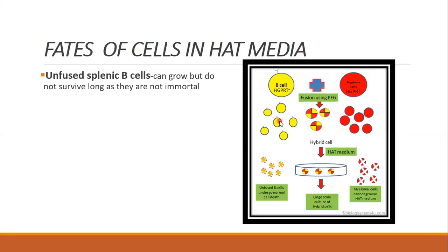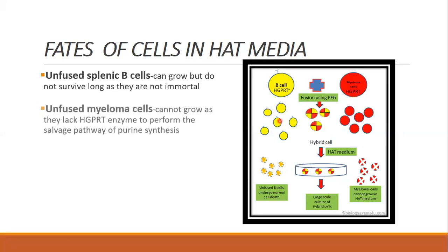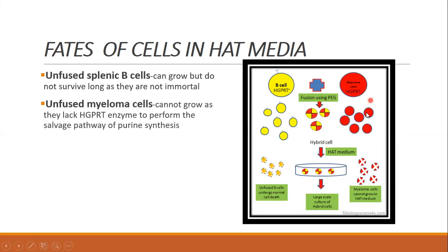Then the next one is the unfused myeloma cells. These unfused myeloma cells clearly cannot grow as they lack the HGPRT enzyme to perform the salvage pathway of purine synthesis. They definitely cannot grow. The unfused B cells also cannot survive because they are not immortal, so they will eventually die.